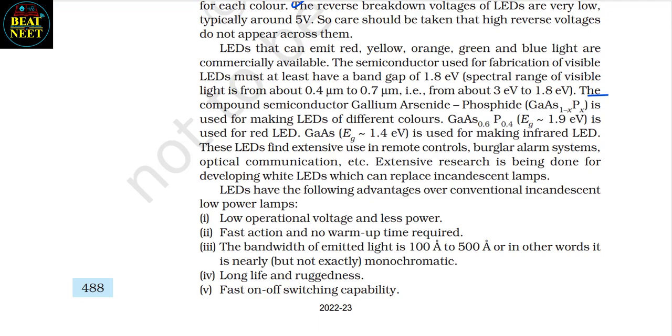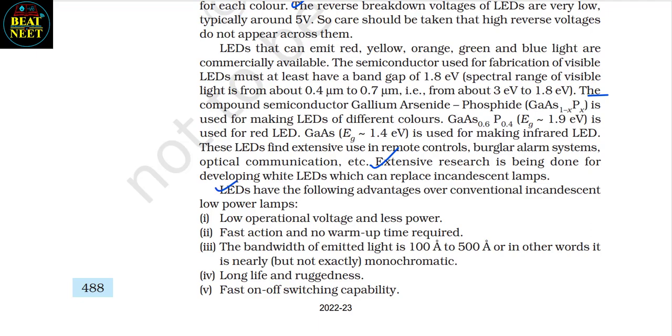GaAs 0.6 P 0.4, whose Eg is approximately 1.9 electron volt, is used for red LED, and GaAs, whose Eg is approximately 1.4 electron volt, is used for making infrared LED. These LEDs find extensive use in remote control, burglar alarm systems, optical communication, etc. Extensive research is being done for developing white LEDs which can replace incandescent lamps.